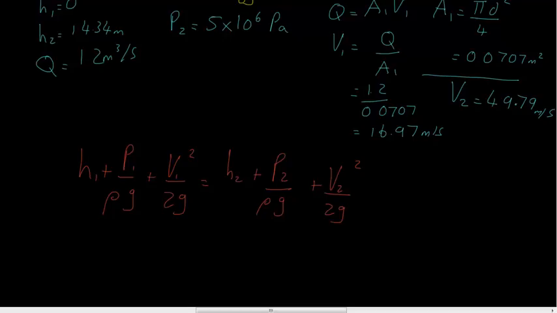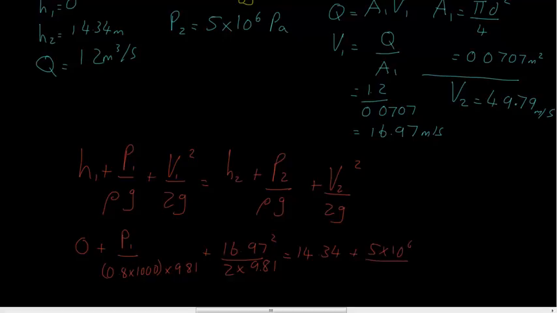Okay, so H1 is 0. P1 we're trying to find over rho G. Now relative oil density is 0.8, so that's 0.8 times 1000, which obviously gives us 800 times 9.81, plus V1 squared, V1 was 16.97 squared over 2 times 9.81, and that equals H2, which we know was 14.34, plus P2, which was 5 times 10 to the 6 over rho G. I'm going to use 800 this time, times 9.81, plus V2 squared, 49.79 squared over 2 times 9.81.